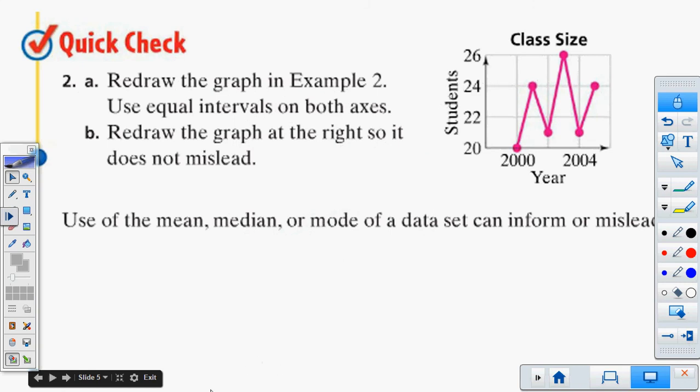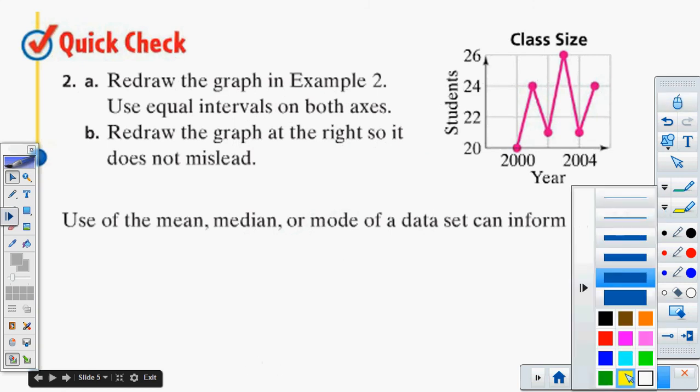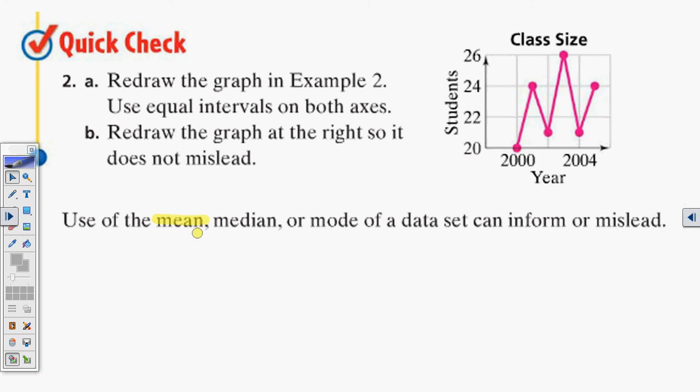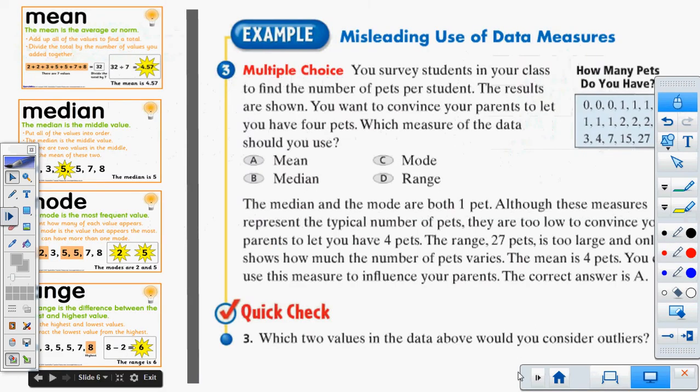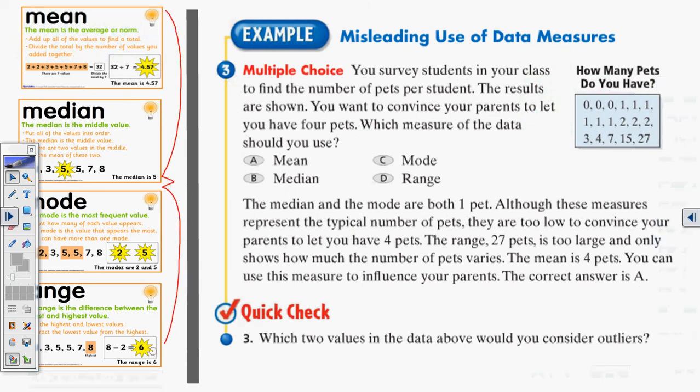In this section, we're also going to look at mean, median, and mode of data to inform our decisions. You will be given these in a foldable, so you don't need to copy them down. However, I want you to use them right now. This says, you survey students in your class to find the number of pets per student. The results are shown. You want to convince your parents to let you have 4 pets.